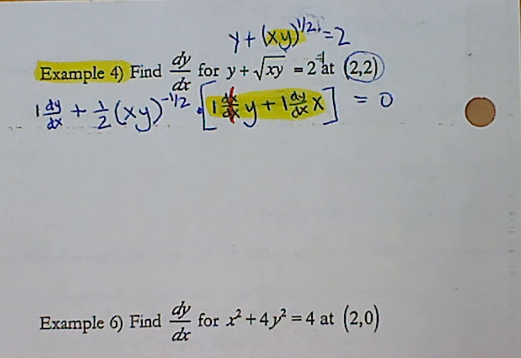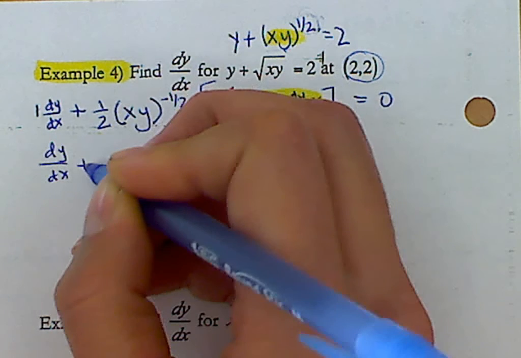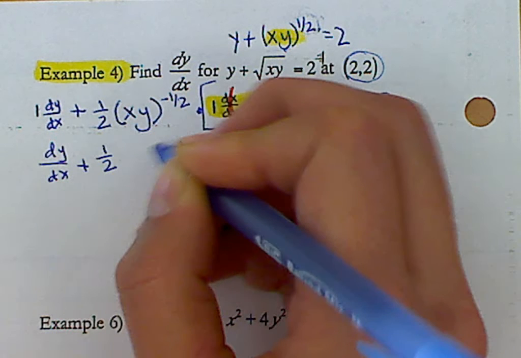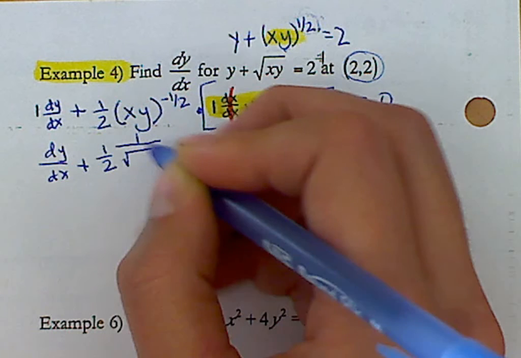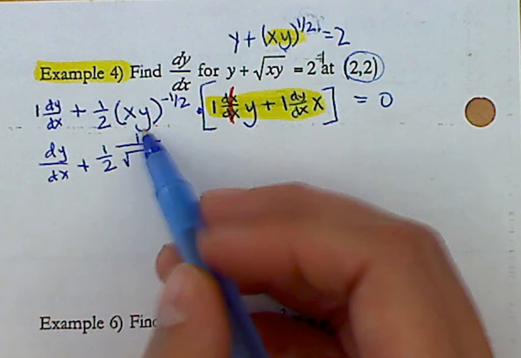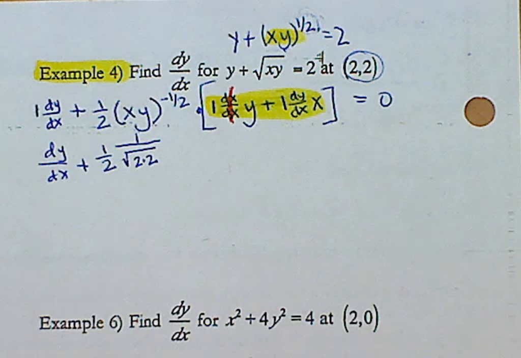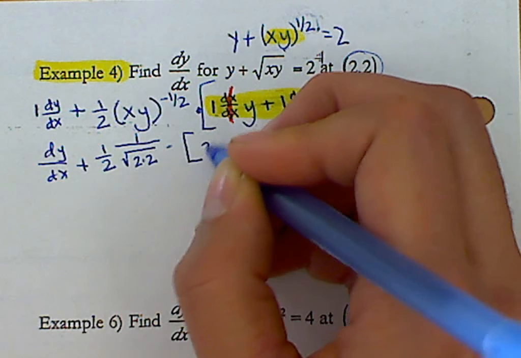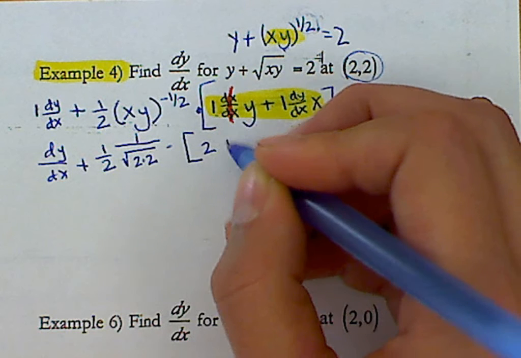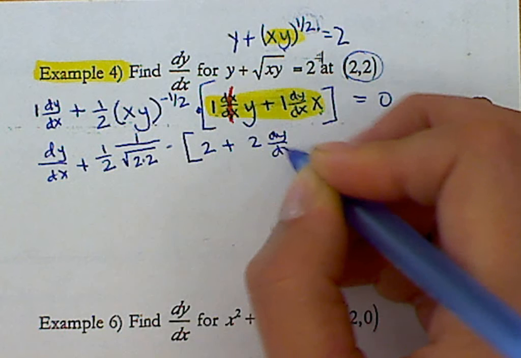So let's plug that in. So the dy/dx will stay, and then I'll have 1/2. This -1/2 becomes a square root in the denominator. And if I plug in 2 times 2, I get that, like that. Then times 1 times 1 times y, which is 2, plus this x, which is 2 times dy/dx, equals 0.